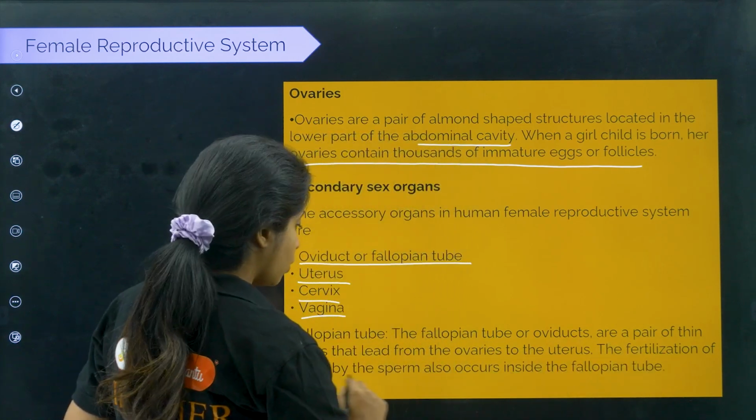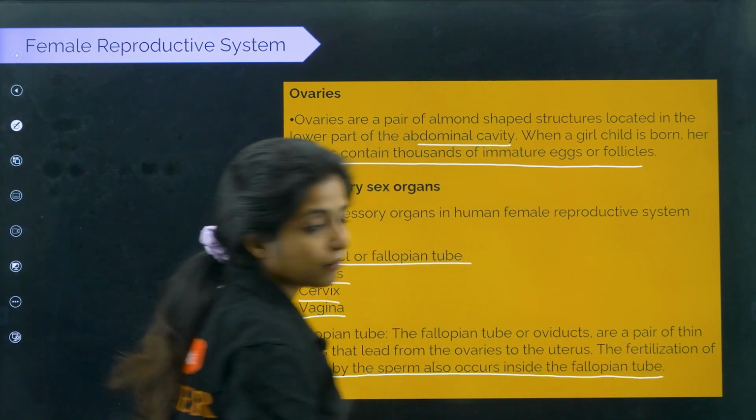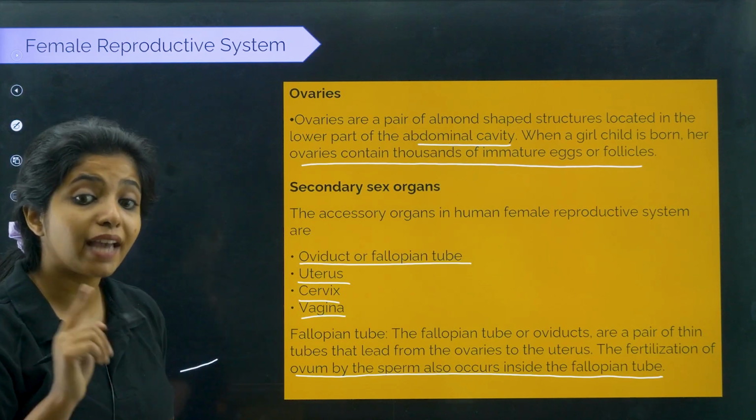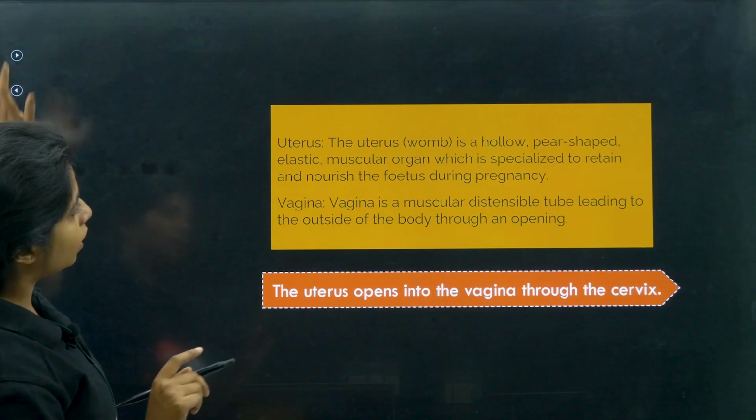The fertilization of the ovum by the sperm also occurs inside the fallopian tube. I showed you it occurs inside the ampulla region. Okay.